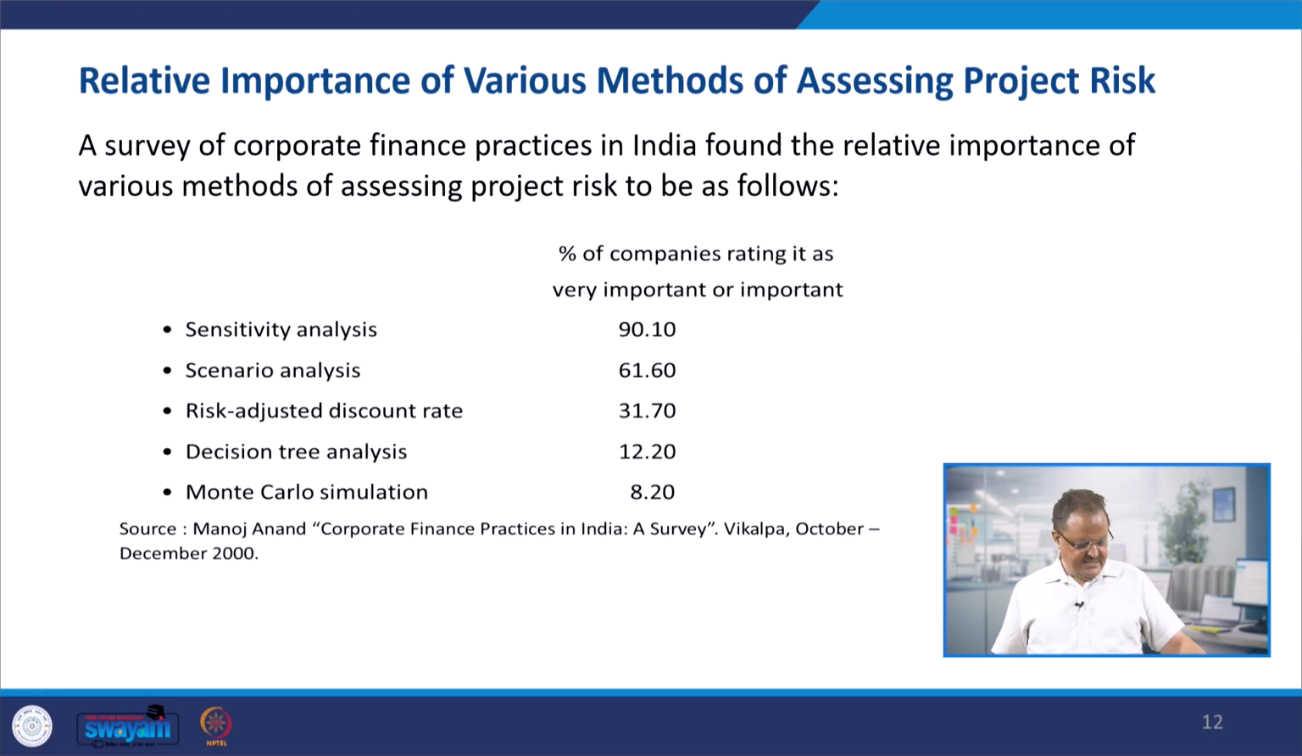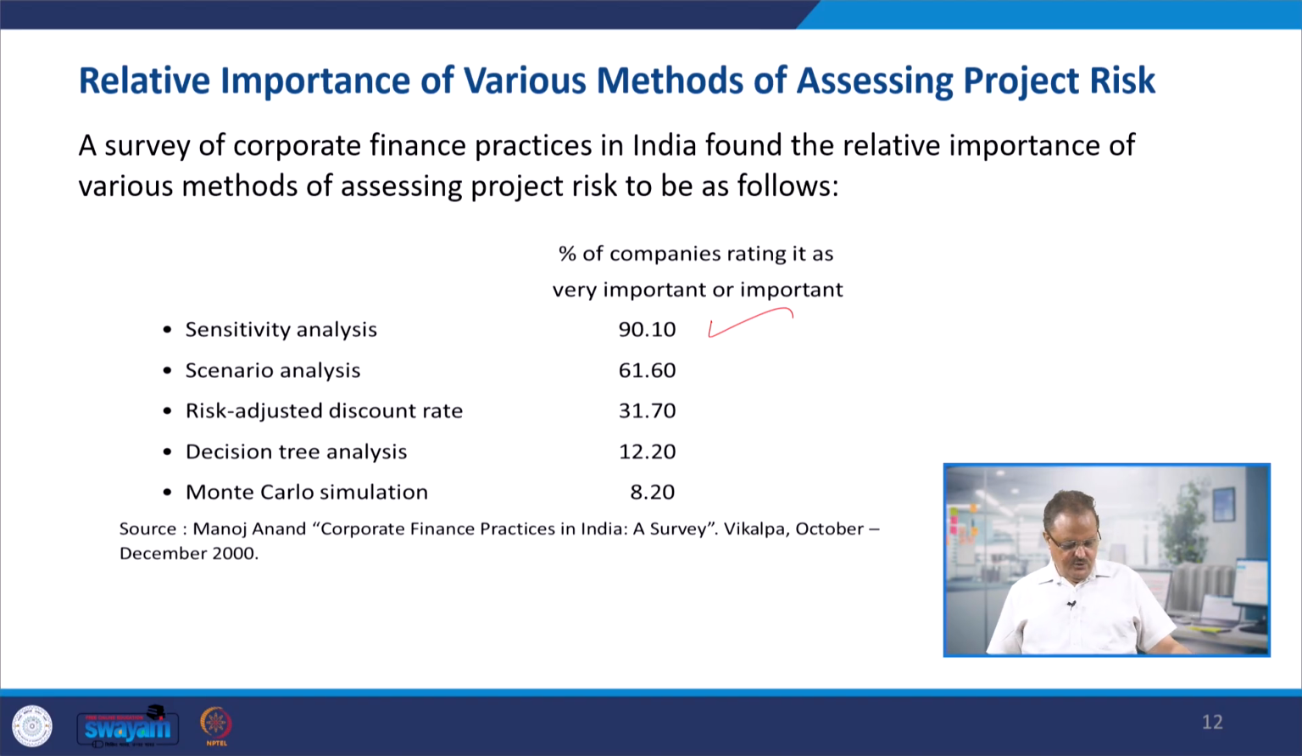And finally, if you see the survey results here, as I was telling you, on which method is commonly used in the industry. There is one survey conducted in the past by one professor of IIM, Mr. Manoj Anand, and he has come out with very interesting outcomes. He says that 90% of the firms, as per the data he collected, out of the total companies he surveyed, more than 90% are using sensitivity analysis. 61% or 62% companies are using scenario analysis. Then 31% companies are using risk adjusted discount rates.